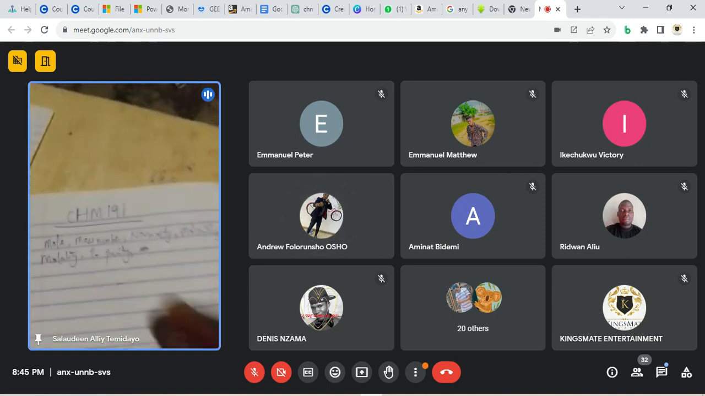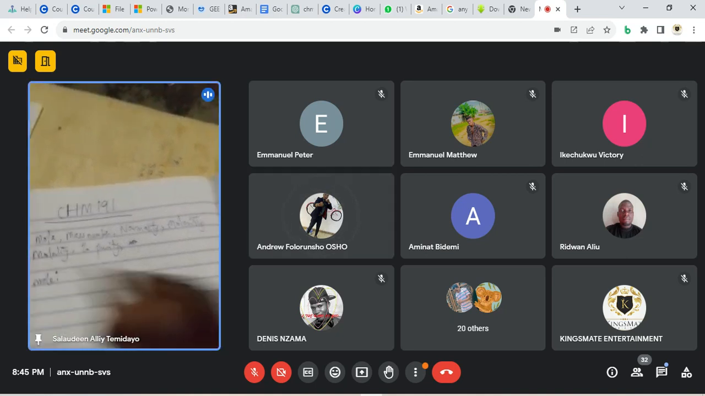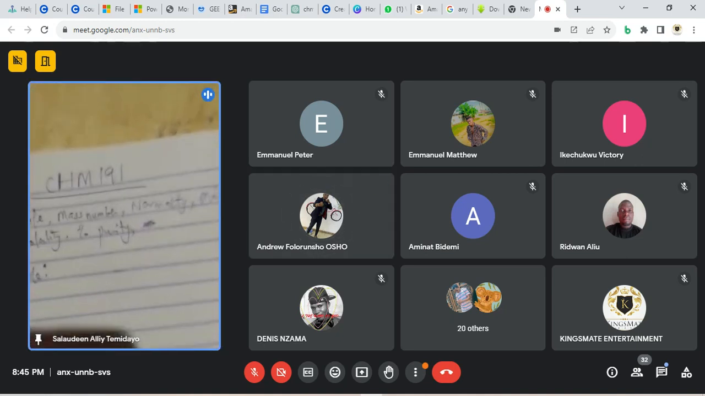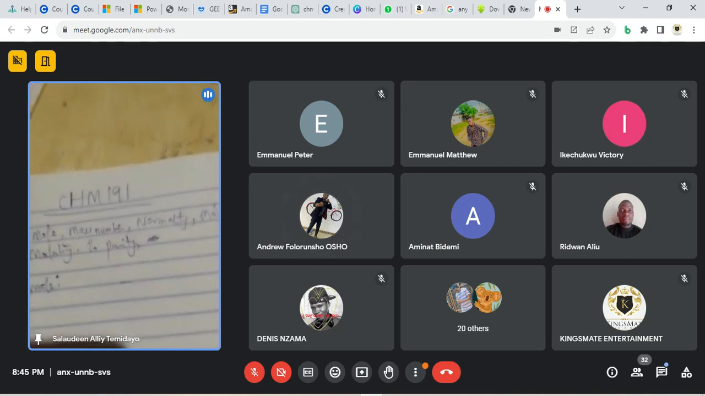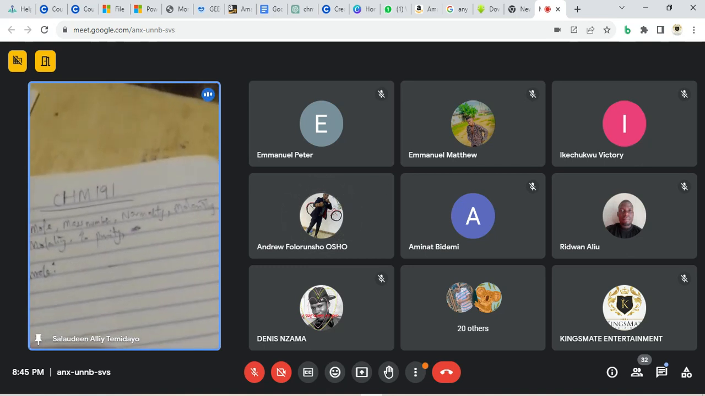So now, the first thing is mole. What is mole, or what is number of moles? When we say the number of mole of this thing is this, what do we mean by that mole?